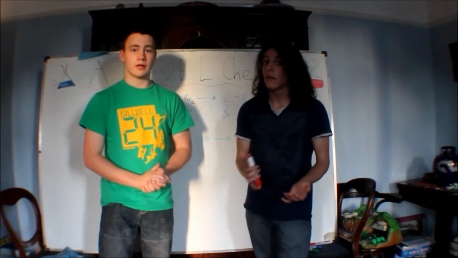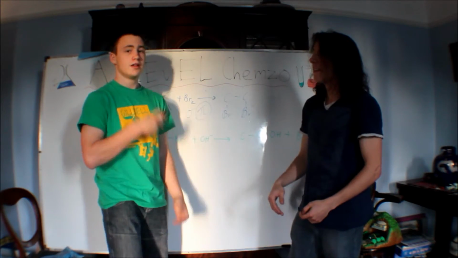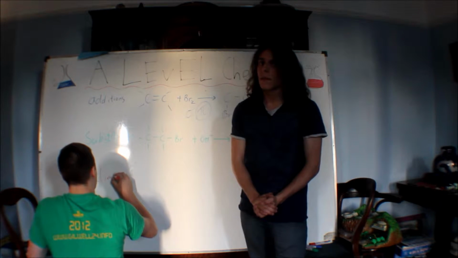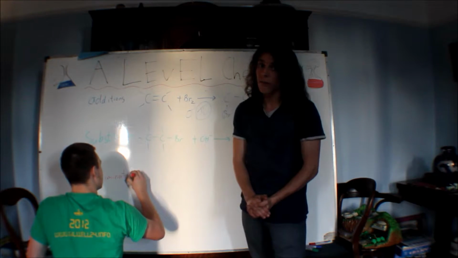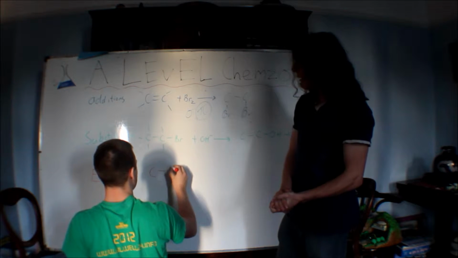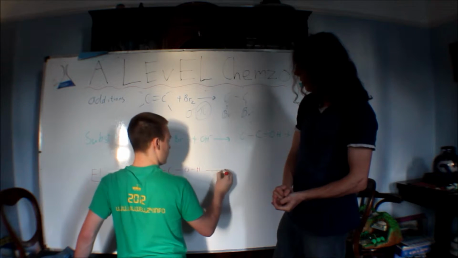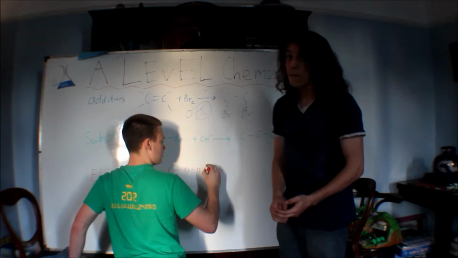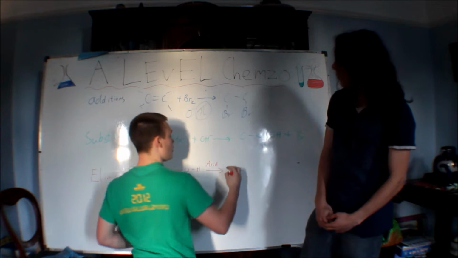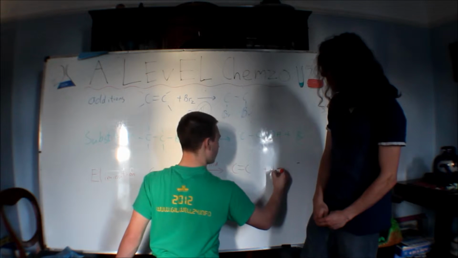Then there's another one, and that's elimination. Elimination is a bit different: something is broken down. We start with something and change it to something else. So if we have an alcohol with an acid catalyst, so we'll just put acid, it breaks down and puts a double bond into it, like this, and produces water.